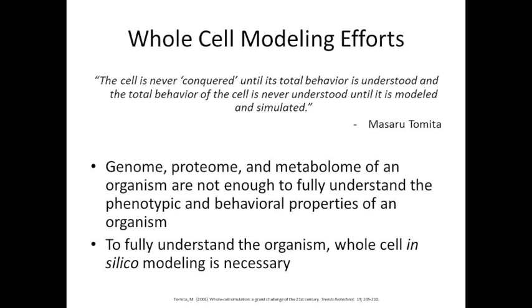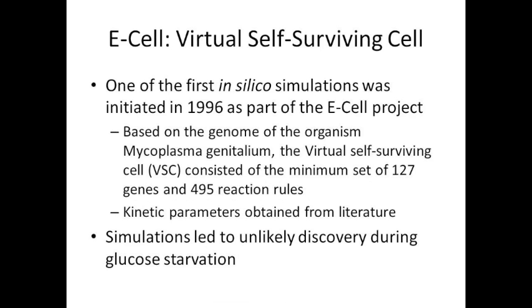One of the first examples of this was done in 1996 by the E-cell project. They called it the virtual self-surviving cell, and it was based on the genome of the organism Mycoplasma genitalium, which is a very simple organism. They used it to determine a minimum set, which turned out to be 127 genes and 495 reactions, that would allow an organism to self-sustain. Not do anything else, not grow and divide, just stay alive. Very minimal. They obtained the kinetic parameters from the literature and modeled it with a kinetic model.